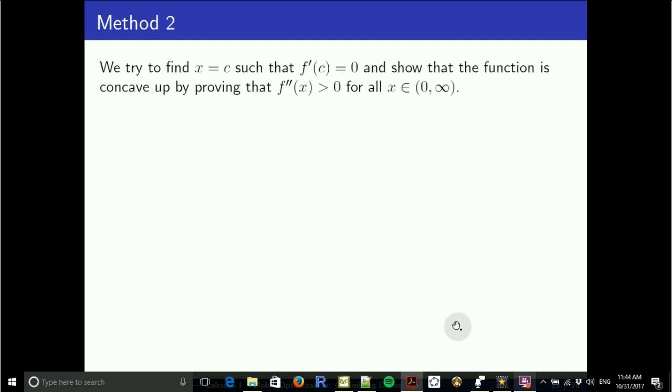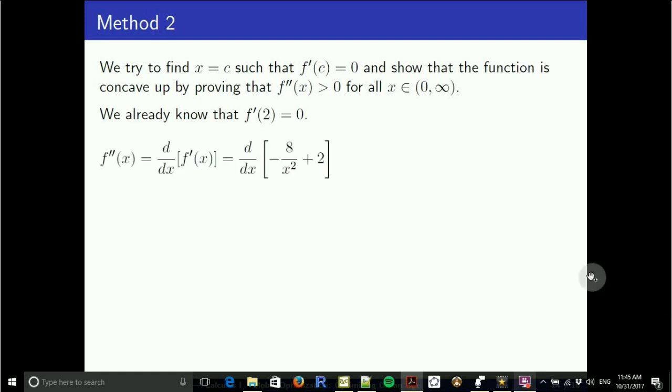In the second method, we find all critical numbers and try to show that the function is concave up by showing that the second derivative is positive on the interval. We already know that 2 is a critical number and that f prime of 2 is 0. So now f prime prime of x is the derivative of the derivative, minus 8 over x squared plus 2, which can be written as minus 8 times x to the minus 2 plus 2, and the derivative is minus 8 times minus 2 times x to the minus 3 plus 0.